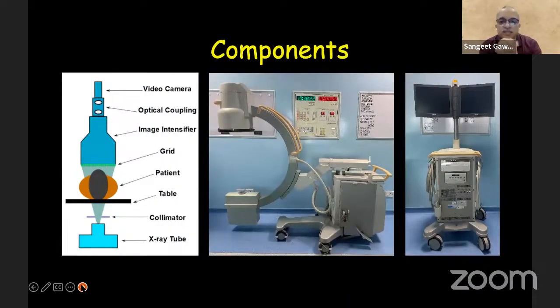Now, what are the components of the C-arm? At the bottom here is the X-ray tube, which should always be below the table. On top of the X-ray tube is a collimator. Then the beam passes through the table and the patient, and it is received by the grid of the intensifier, and that is converted via a video camera to an image, which is seen on the monitor. So these are the components and how the machine works.